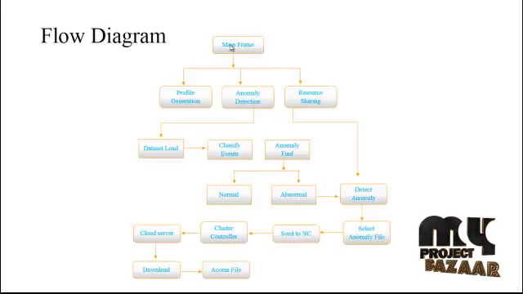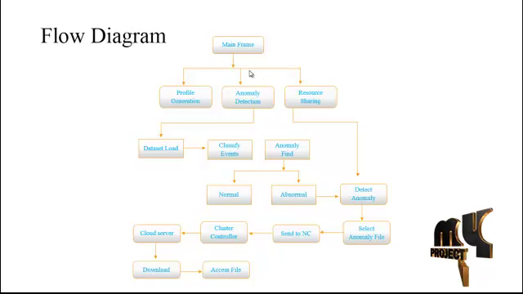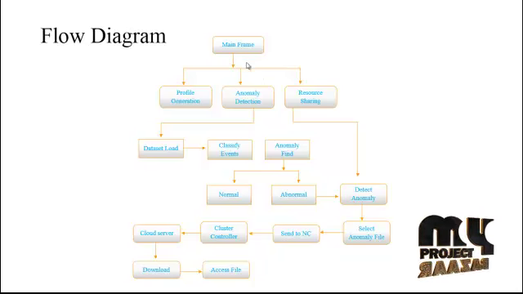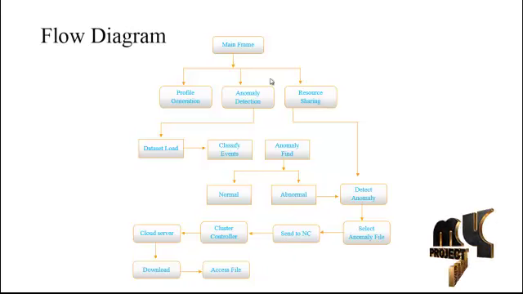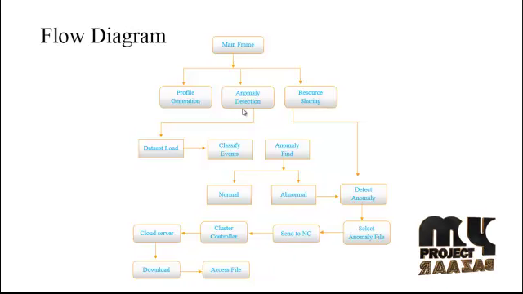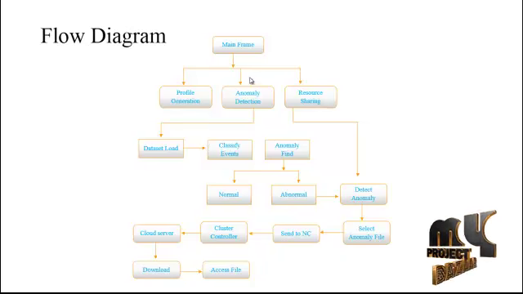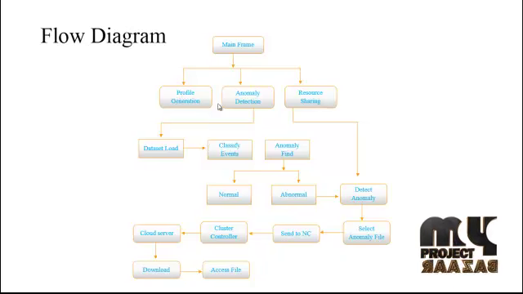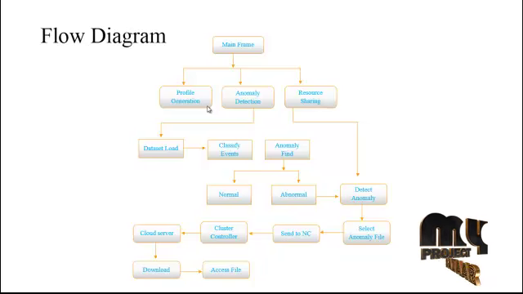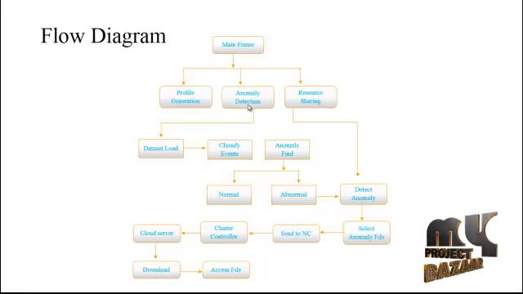Okay, so this is the flow diagram for the autumn, efficient tracking and monitoring of cloud resources. First one is the mainframe. The mainframe is divided into three parts: profile generation, anomalous detection and resource sharing. The profile generation is nothing but when the users come to the cloud, they successfully register their user details. After that the user clicks the anomalous detection.